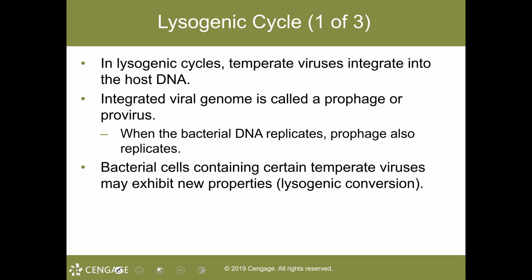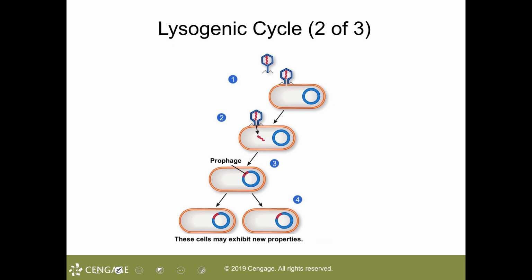On to the lysogenic cycle. In the lysogenic cycle, the viral genome becomes integrated into the host DNA. This is the case with temperate phages, which do not typically destroy their hosts, and they alternate between lytic and lysogenic cycles. The integrated virus is called a prophage or provirus when it is in the bacterial DNA, and then it replicates. This shows the very same with the lysogenic cycle.